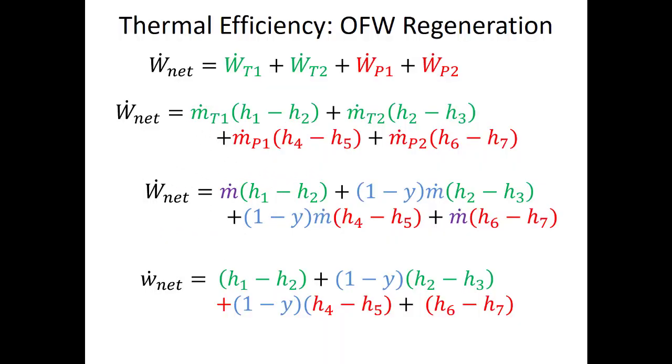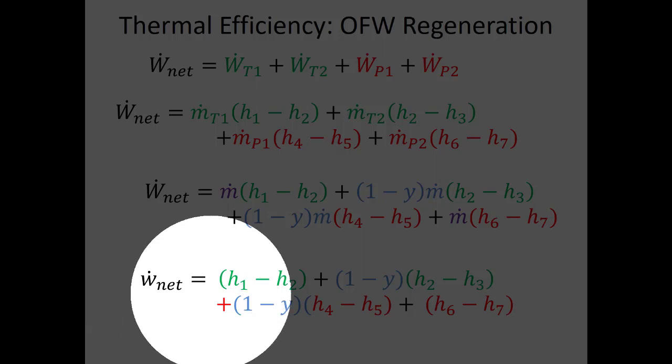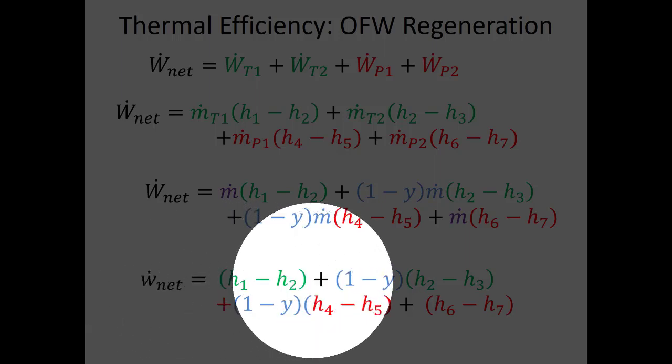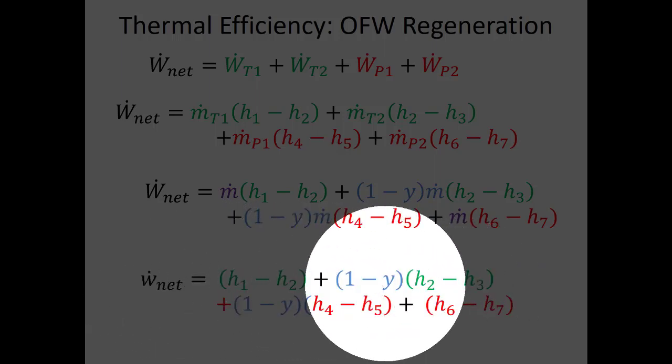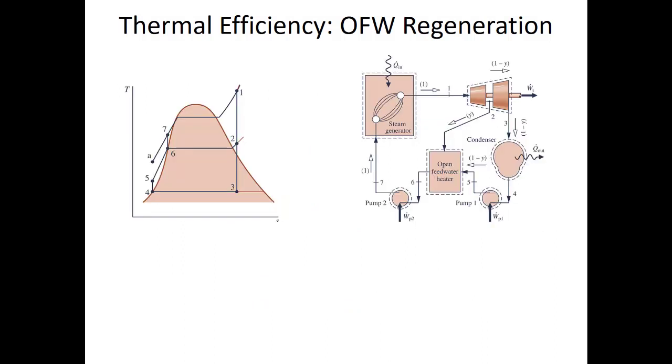So then I can get this expression, which gives me the net power per total mass flow rate flowing through the system as a function of the enthalpies and of this diverted mass flow rate y, right? So that's pretty good. But that doesn't help me for my thermal efficiency. Well, it helps me, but it doesn't get me all the way there because I still have to look at where I'm adding heat, because my denominator here is where I'm adding heat.